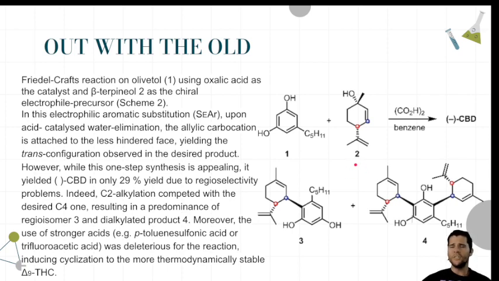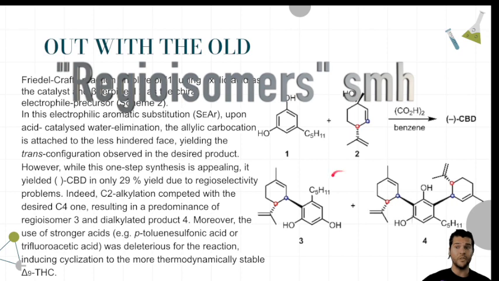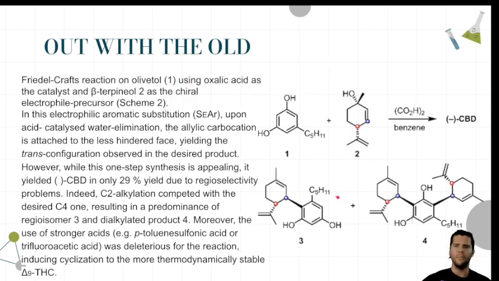However, while this one-step synthesis is appealing, used to be appealing, is still appealing, how many people are out there making THCP and doing chromatography to get rid of all of those stereoisomers? Probably a bunch of people. It is appealing. However, we're only yielding about 29% CBD yield due to regioselectivity problems.